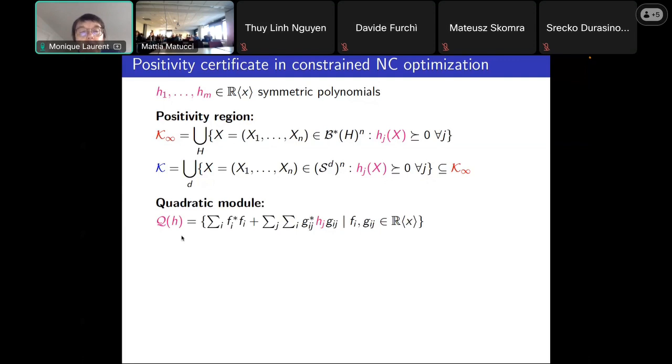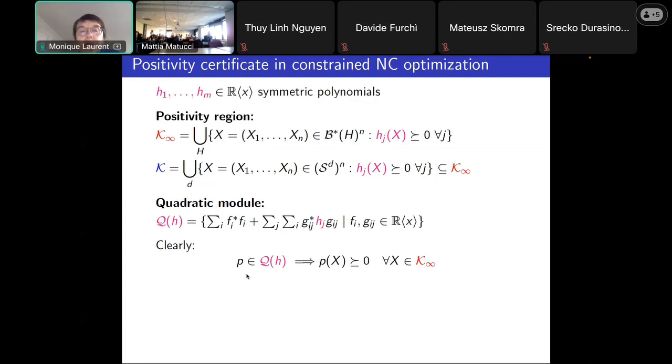Now we can again define the quadratic module, which is defined by elements of the form a sum of Hermitian squares. And here we have the constraints H. What we do is we pick a G and we pre-multiply by G star and we post-multiply by G. In this way, this term here is symmetric. So this is a non-commutative analog of the quadratic module we saw yesterday.